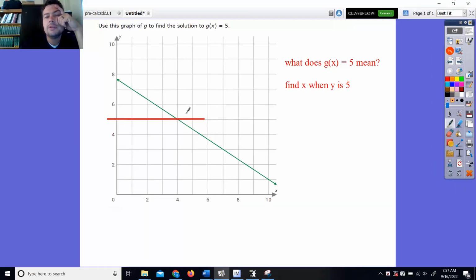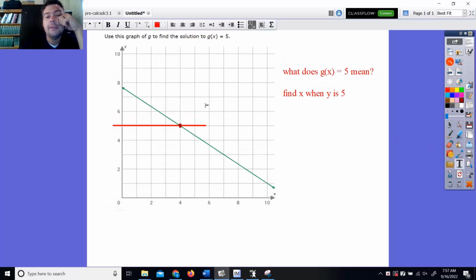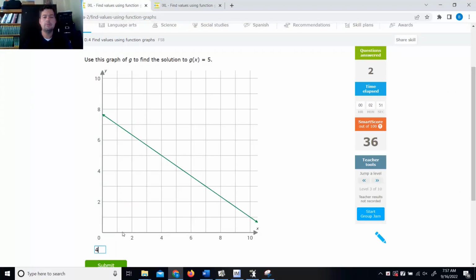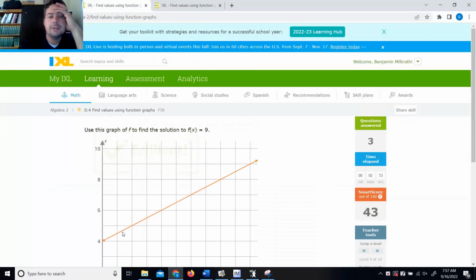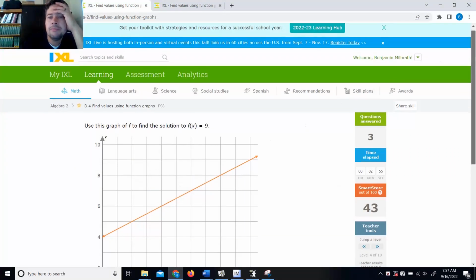And I'm going to pay attention to this spot right here, because that's where that horizontal line and that slanted line intersect. And that has an x value of 4. So x is 4. So they're not that hard. 4. Brilliant. God, I'm good at this stuff.